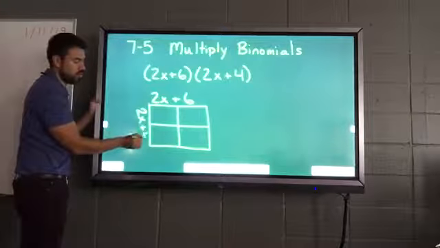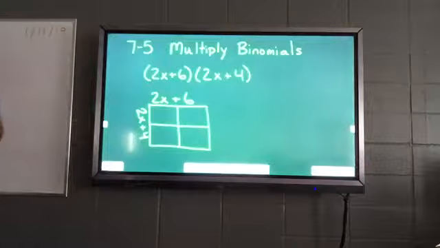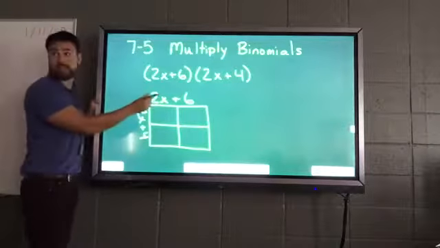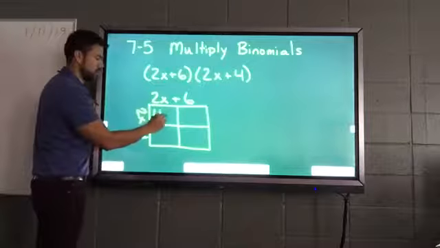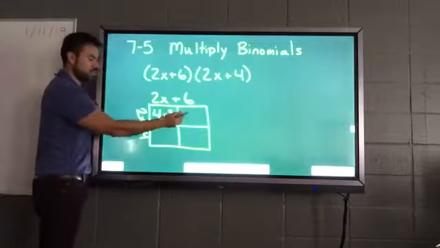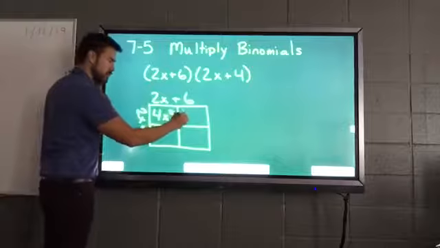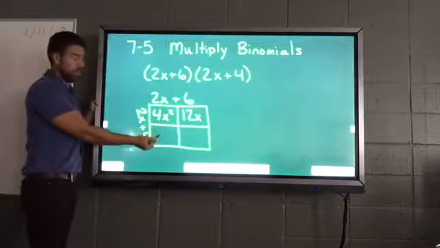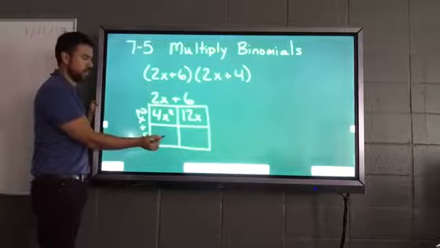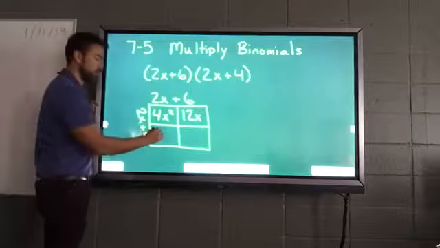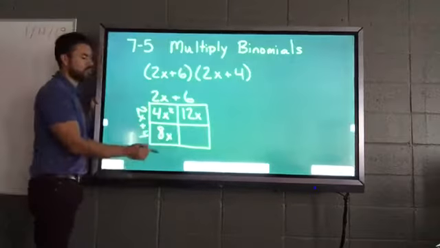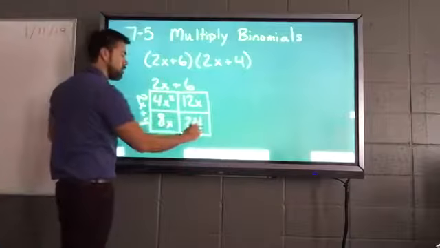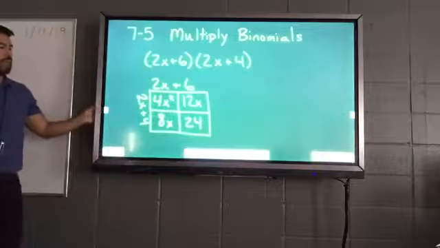2x plus 4. Okay. And then to find out these individual products, you would do 2x times 2x, which is 4x squared. To find this one, you do 2x times 6, which is 12x. To find out this spot, you would do 2x times 4, 8x. And to find out the last one, 6 times 4 is 24. Okay, so you know how to find those. I hope that's not too new.